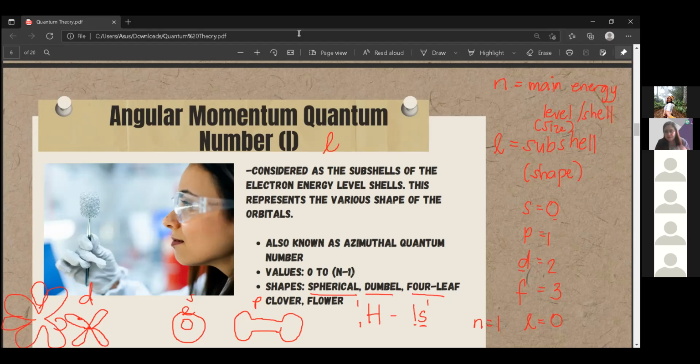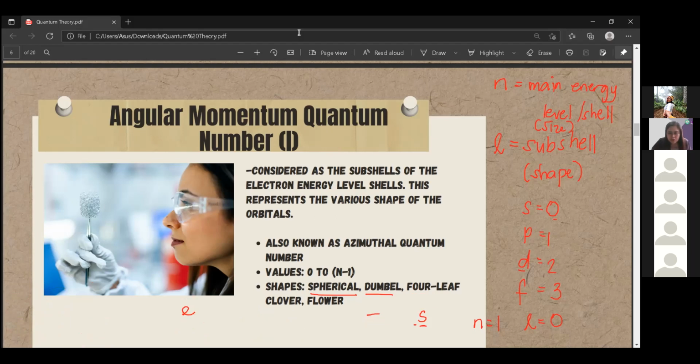Questions so far? Anyone? Sino ang confused for this one? Wala pa. We will see examples later. Mag-move on tayo sa ikatlong quantum number. Wait lang.